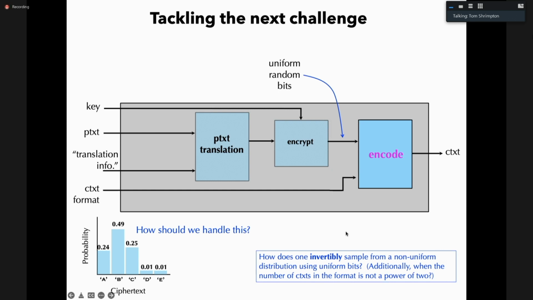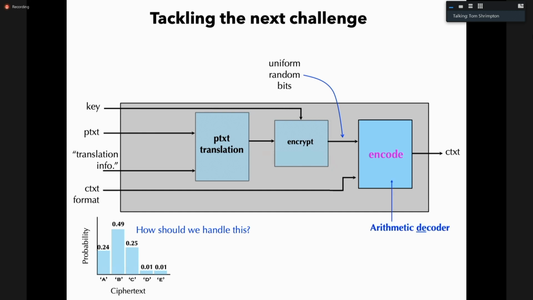And not only that, but what do you do if the number of ciphertexts is not a power of two, right? I clearly can enumerate a power of two number of ciphertexts given the uniform bits that I have. What do you do if the number of ciphertexts is not a power of two? And what do you do if the distribution is not uniform? So this is the next thing we had to tackle.